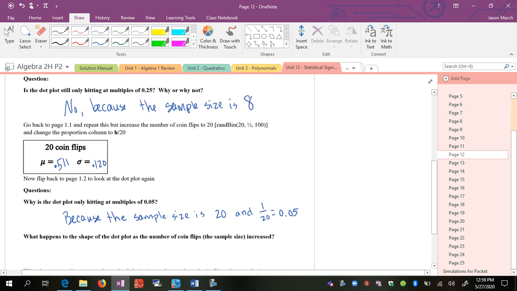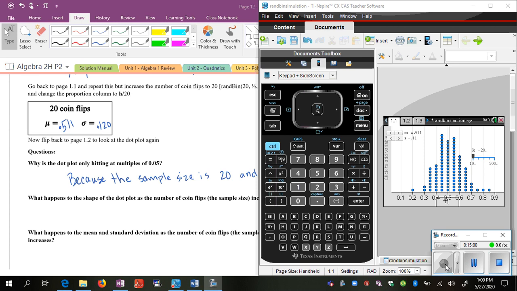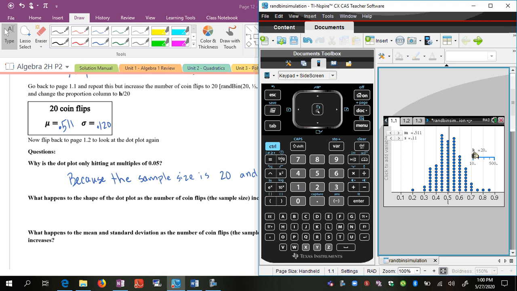What happens to the shape of the dot plot as the number of coin flips, the sample size, increased? So the shape, we're going to actually take a closer look at this. I'm going to use a piece of software I've developed that shows us the mean and the dot plot as I gradually increase the sample size. So right now I've got 20 coin flips presented here. And what I want to focus on is what happens as I increase that. We went from 4 to 8 to 20, but I'm going to increase it even more. So I'm going to go up to 30, then 40 and 50, and I could keep going way up to 500.